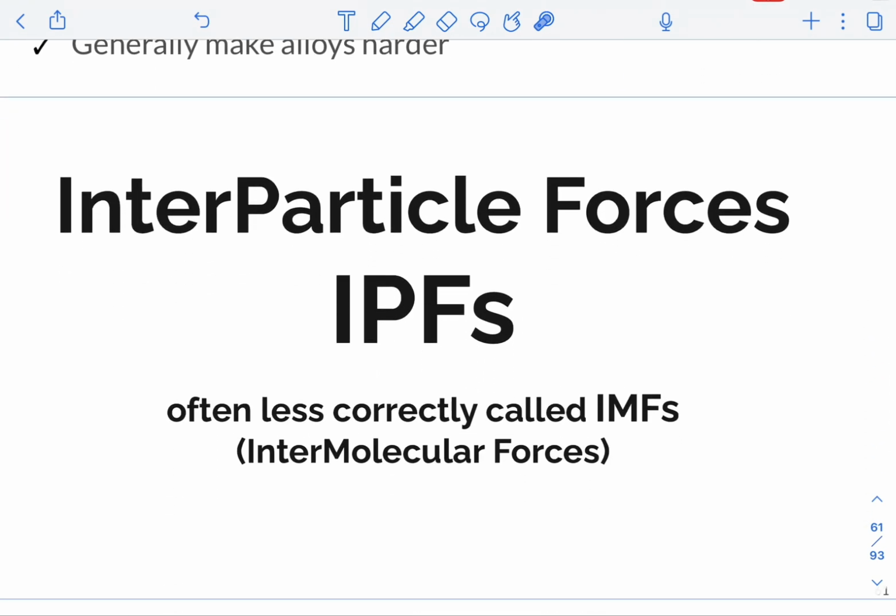So that's what we're going to talk about for solids. And now we're going to move on to the main topic of this video, which is interparticle forces. You'll often hear this called intermolecular forces or IMF. On AP, they probably will say that, but it's more specifically known as interparticle forces because it doesn't need to be a molecule. It can be an atom as well.